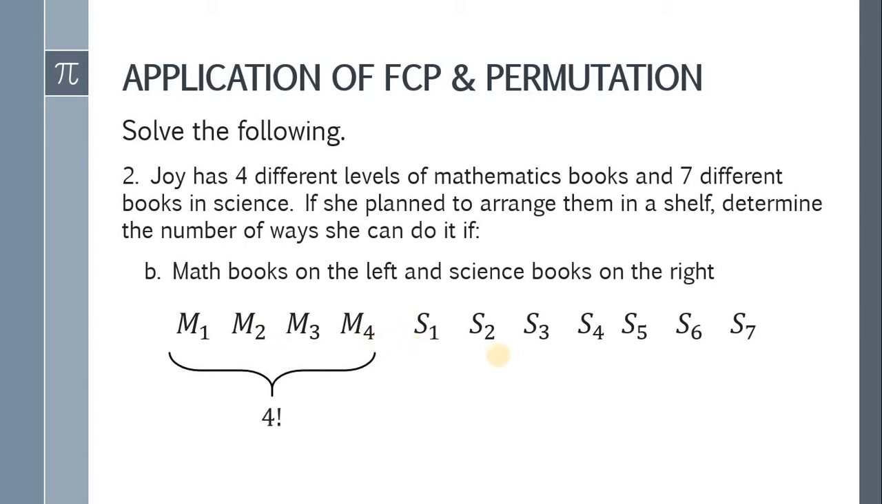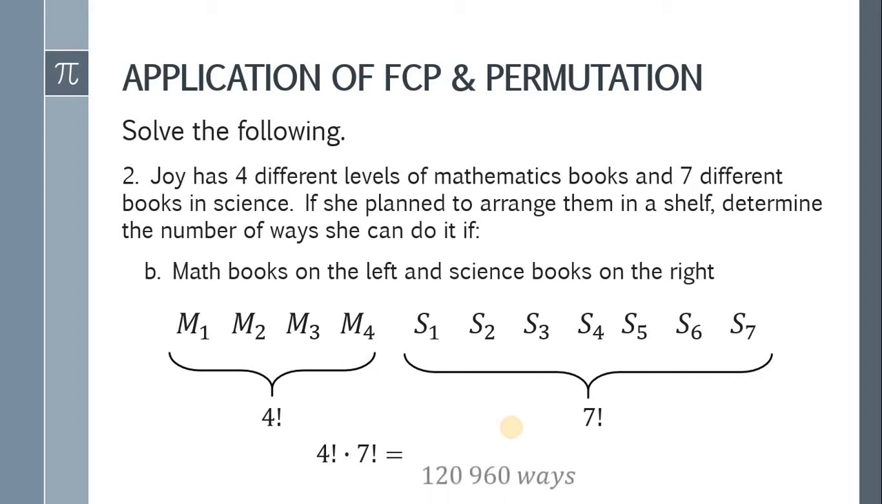Now, yung science, ganun din yung scenario. Dito lang din sila magpapalitan dito sa may kanang bahagi. So, hindi sila pwedeng mapunta dun sa kaliwa. So, ilang arrangement nila pwedeng gawin yon? Since 7 sila, so we have 7 factorial ways. Now, according to fundamental counting principle, yung total natin must be 4 factorial times 7 factorial. Or simply, 120,960 different ways. And we're done.